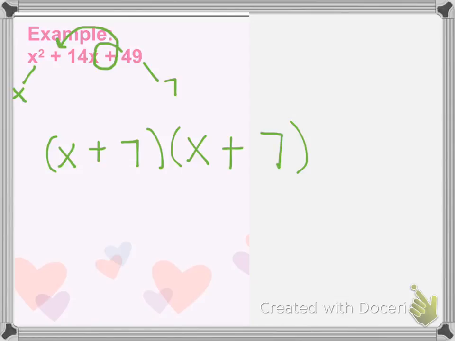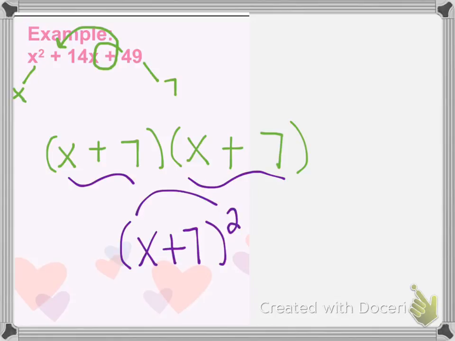For your final answer, this is the only thing I really need you to get from this, is if you have the exact same thing in both sets of parentheses, you write it one time squared. This is how I want your answer written.